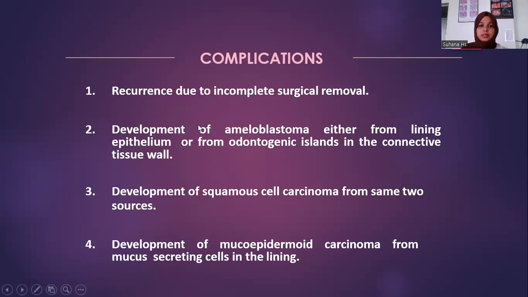Complications associated with dentigerous cyst are mainly due to incomplete surgical removal. There is a chance of recurrence and development of ameloblastoma from the lining epithelium, and squamous cell carcinoma also arising from the lining epithelium. And also the mucous cells may be the reason for mucoepidermoid carcinoma. These are the complications.